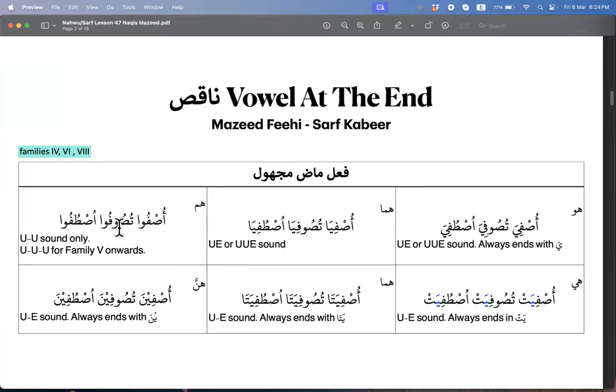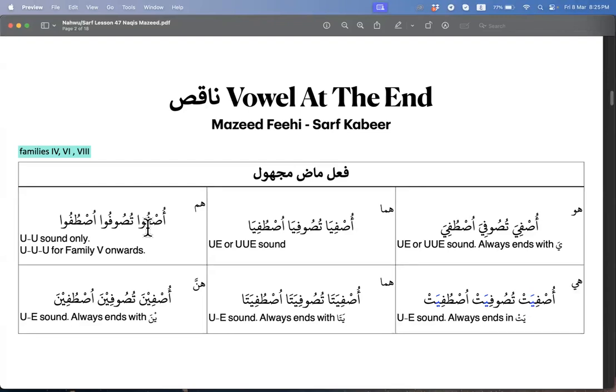If the word is long, for example, family six, it's actually yusofi. This is family six, alif, and then it changes to waw. So here you see three dhamma: tusufu. This one is family eight: ustufu. You see all dhamma. You don't see the ui.